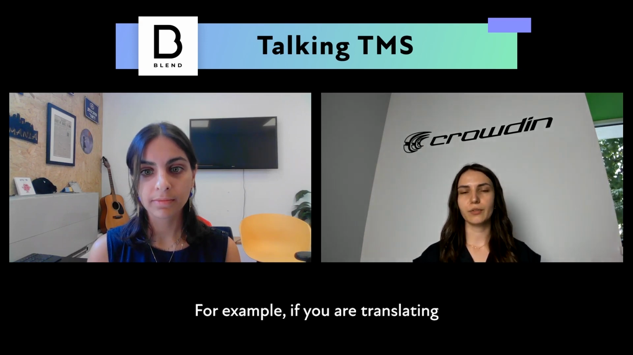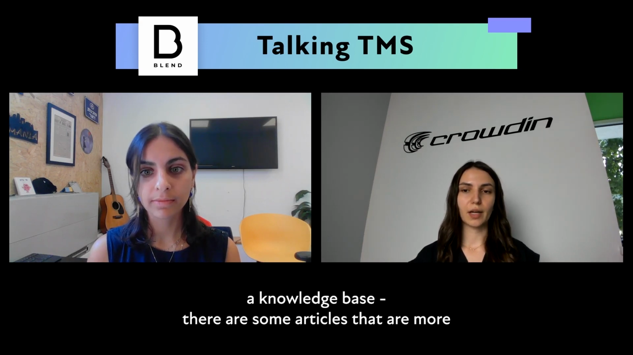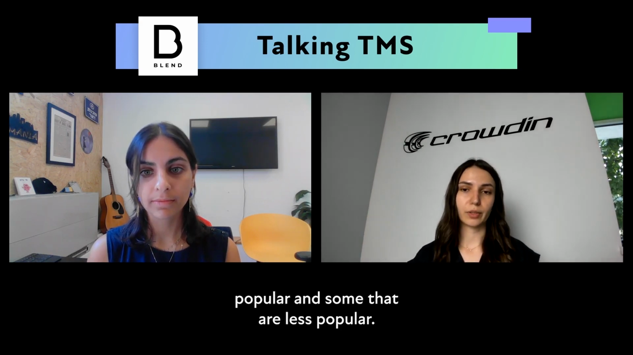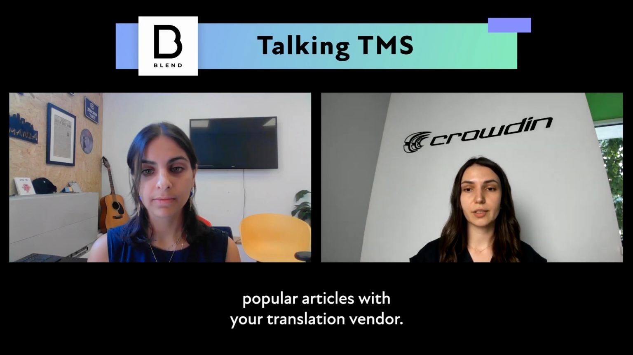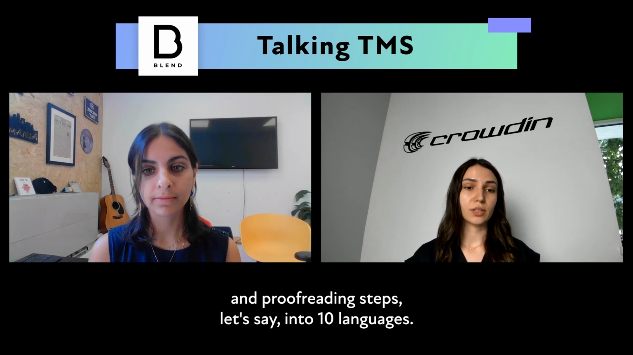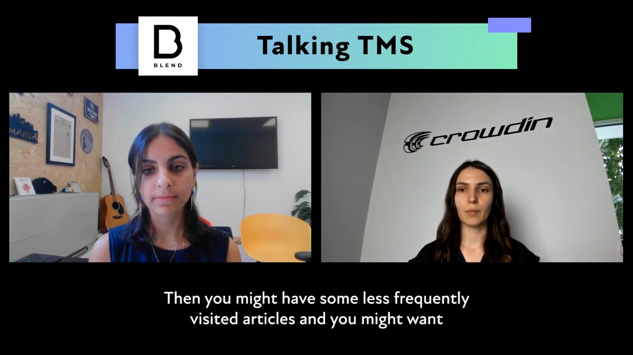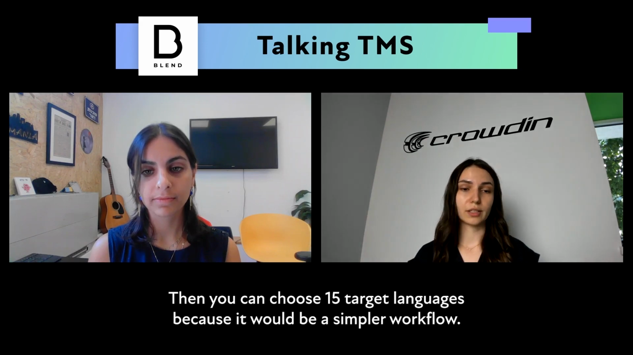For example, if you are translating a knowledge base, there are some articles that are more popular and some that are less popular. So you might want to translate the most popular articles with your translation vendor. You can assign a translation and proofreading steps, let's say into 10 languages. Then you might have some less frequently visited articles, and you might want to translate them using machine translation and then do some post-editing. And then you can choose 15 target languages because it would be a simpler workflow.